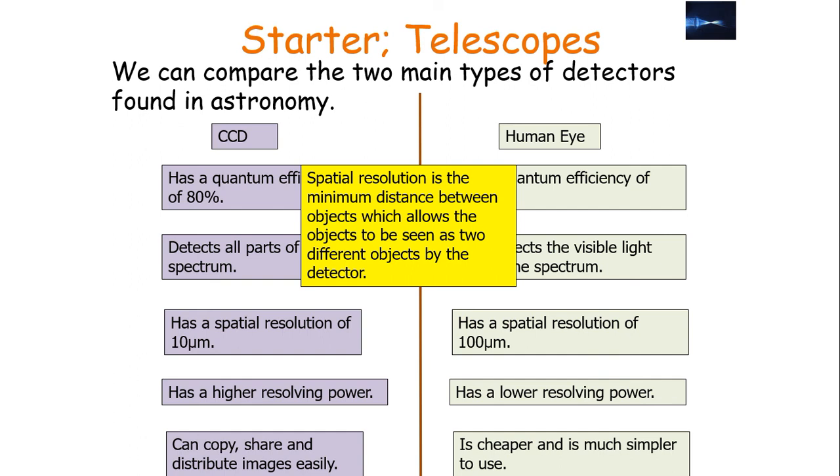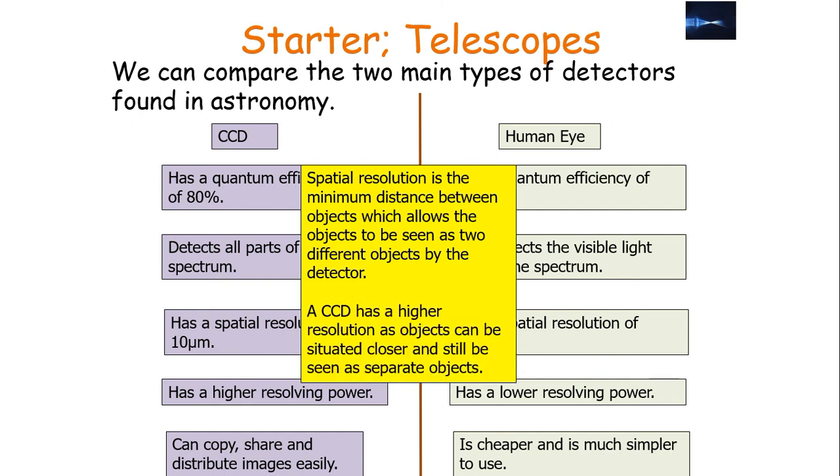Now, just to clarify, spatial resolution is the minimum distance between objects which allows the objects to be seen as two different objects by the detector. Now, a CCD has a higher resolution as the objects can be situated closer to each other and still be seen as separate objects. So this is due to the number of different pixels on a CCD. So basically, the number of pixels per centimeter squared is a lot higher on a CCD compared to the number of light receptors per centimeter squared in the retina of the human eye.